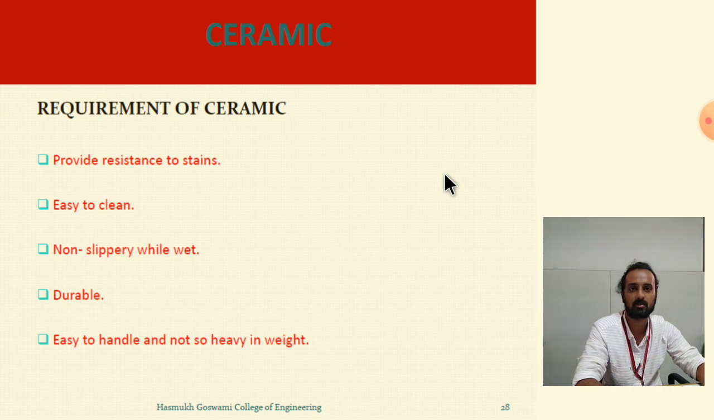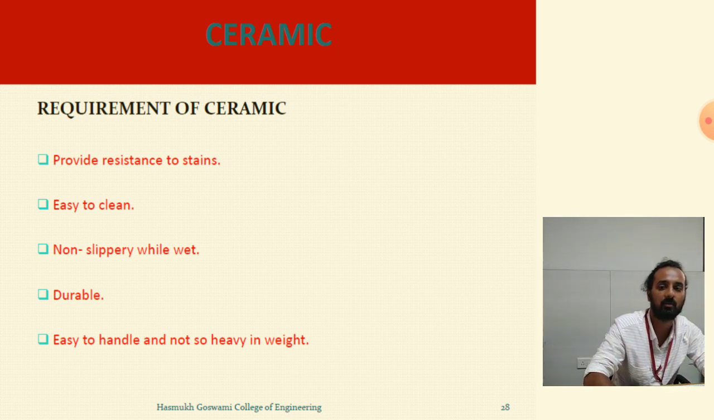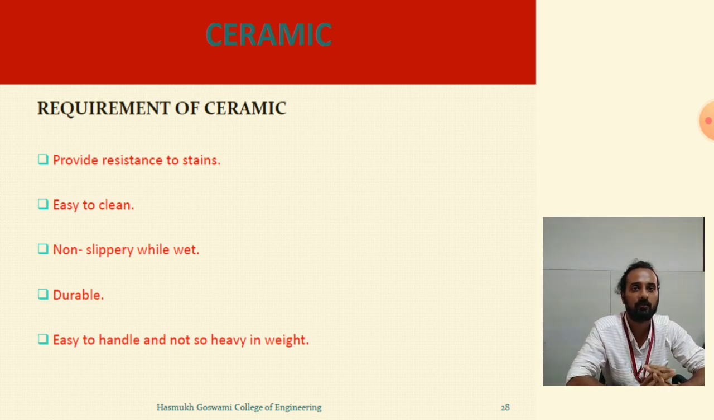We are moving to the next topic, ceramics. The requirements of ceramics are that they provide resistance to stains, are easy to clean, non-slippery while wet, durable and easy to handle. Is it heavy in weight? It is not so heavy, because we can use it in construction industries also. In India, 70% of ceramic production is from Gujarat, and diamonds, rubies and zirconia are all ceramics only.